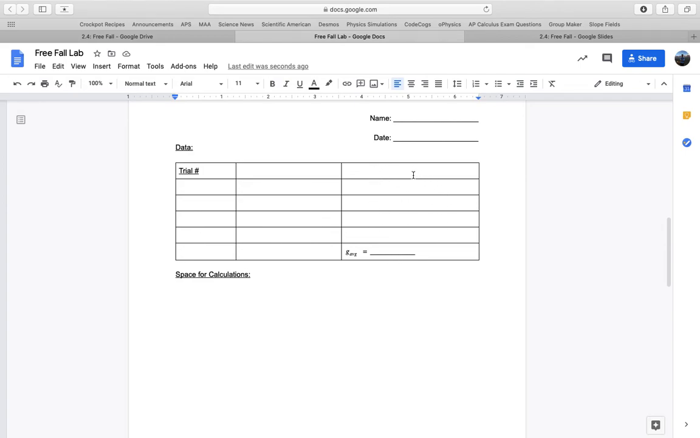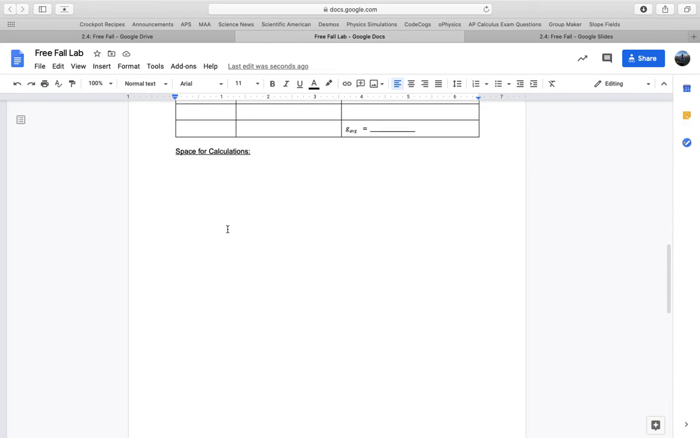for each trial. So what you're going to do is with the data you collect for each trial in the second column, you're going to use that to solve for and calculate your acceleration due to gravity for each trial, okay? And I leave you space for calculations in the space below, okay?